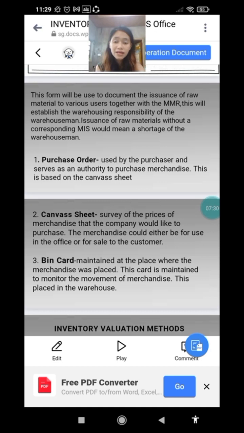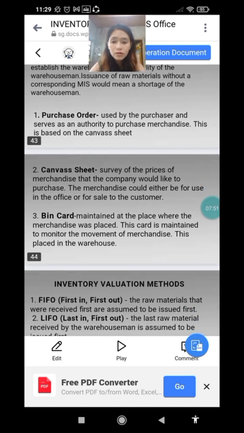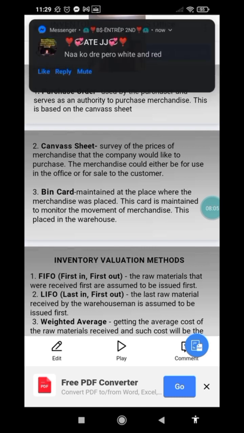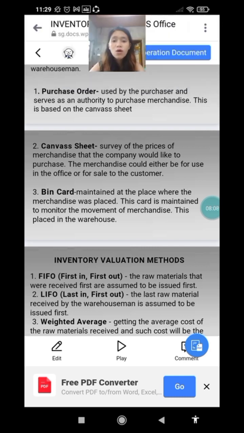So this form, the purchase order, is used by the purchaser to deal with the order purchases, what they want to order. 2 is the canvas sheet. It is the survey of the prices of merchandise that the company would like to purchase. The merchandise could either be for use in the office or for sale to the customer. So the canvas sheet, we call it the request form.